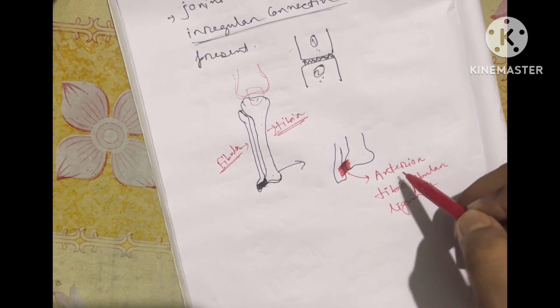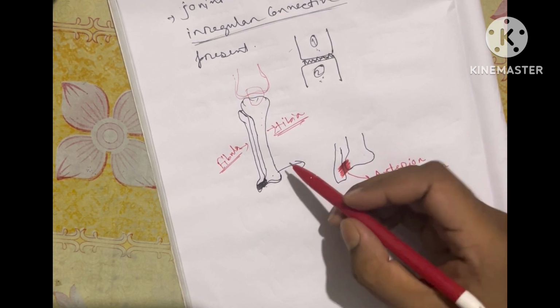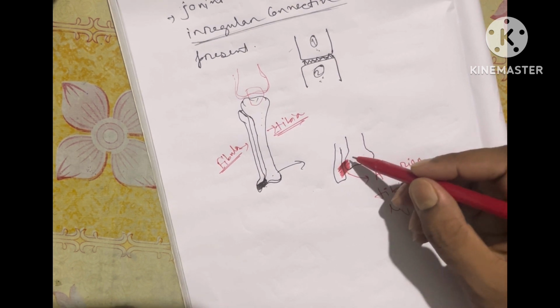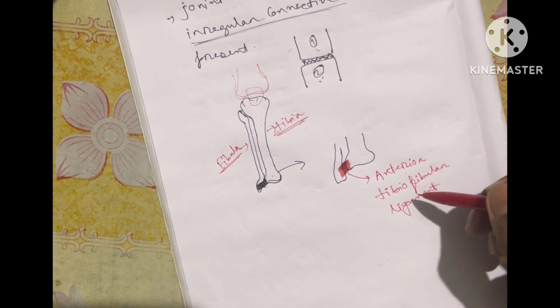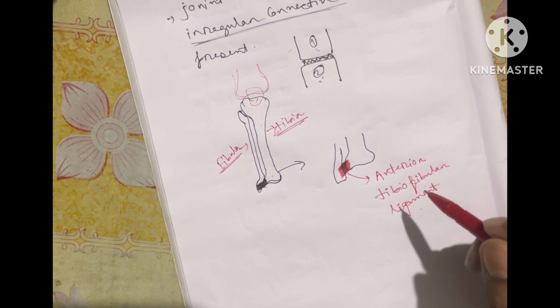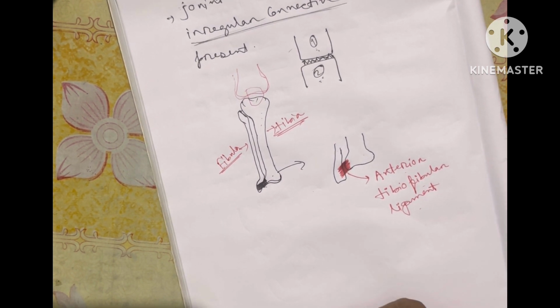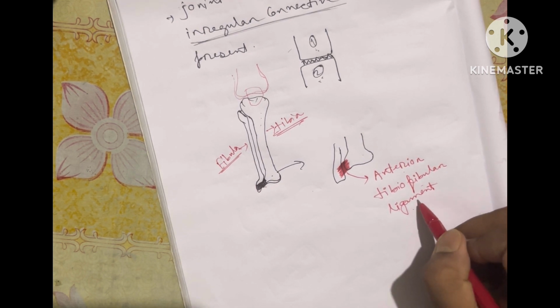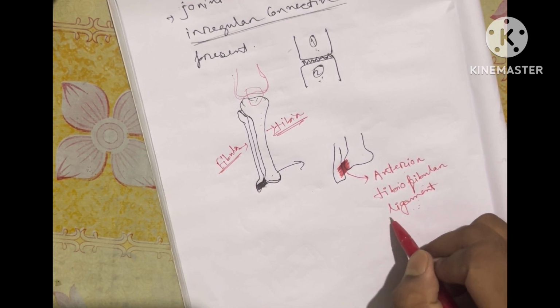Why is it the anterior tibiofibular ligament? This is anterior because it is on the front side. At the back side, there is another ligament which is called the posterior tibiofibular ligament. So the anterior tibiofibular ligament is the most exact example of syndesmosis.